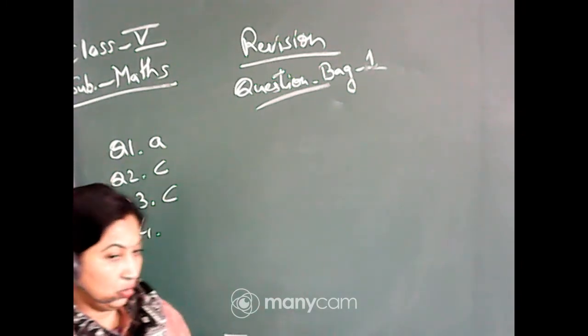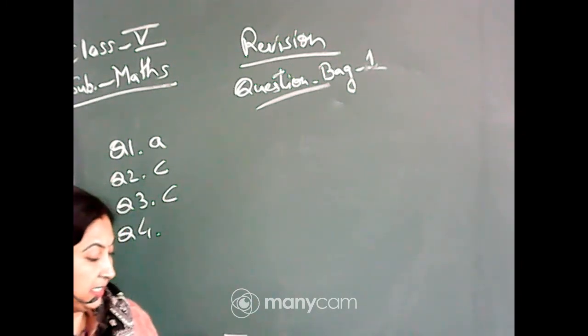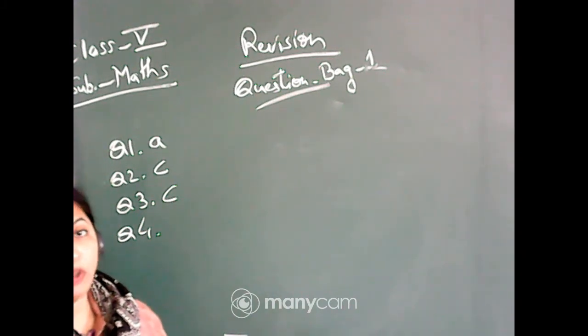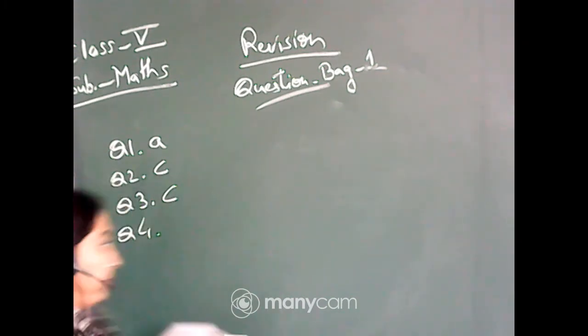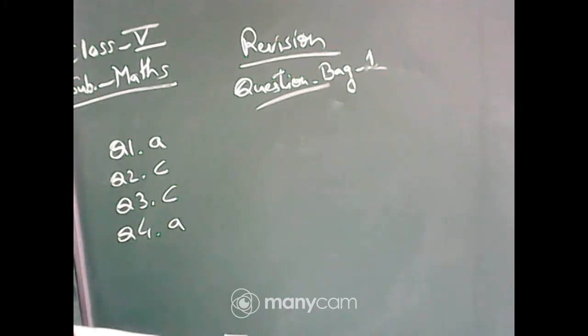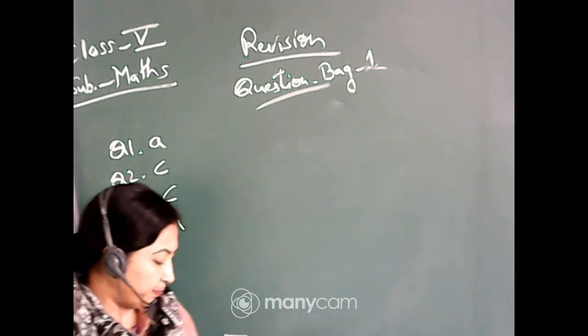Now come to question number 4. The decimal form of 223 by 10. Since only one zero is there, from the back side you will count 1 digit and then give the dot. That means the first one, 22.3. The answer is number A, 22.3.